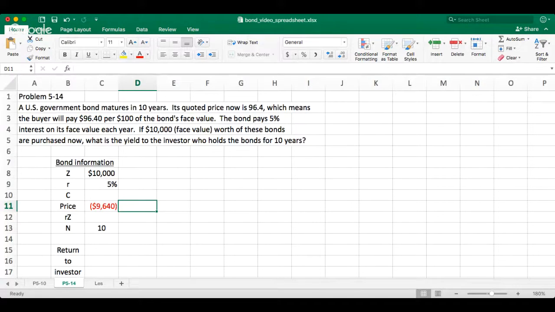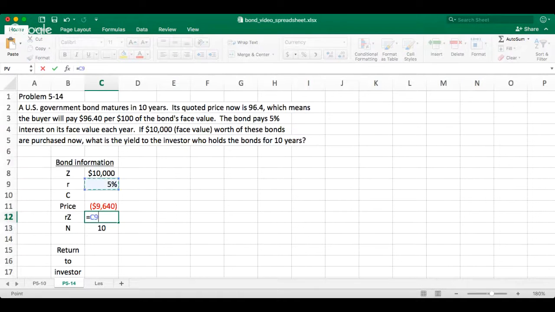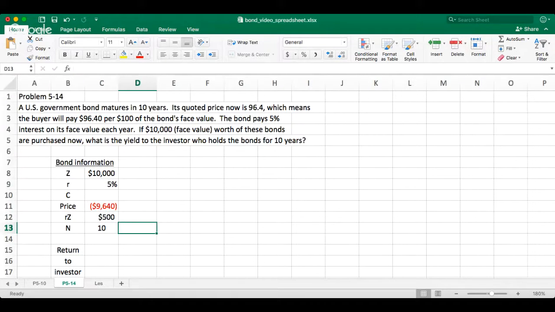R times Z, let's fill that out, is $500. It's annual. And the last phrase here was the yield to the investor who holds bonds for 10 years. Matures in 10 years, holds for 10 years. So C, the redemption value, is equal to Z.